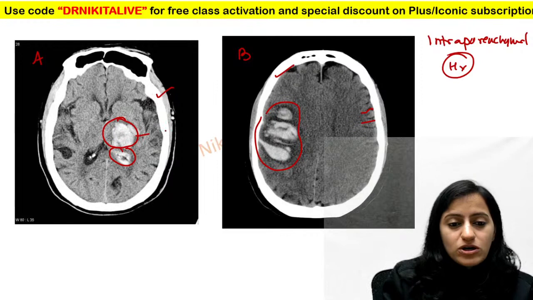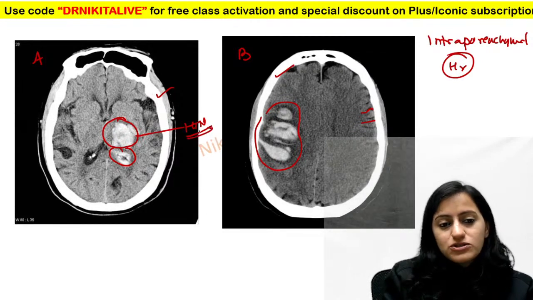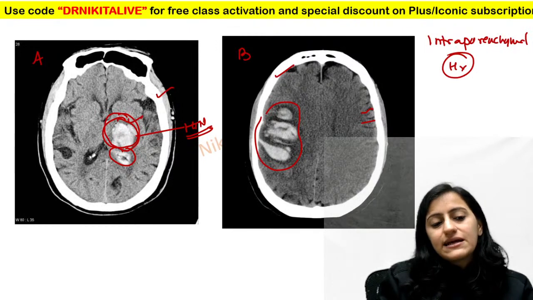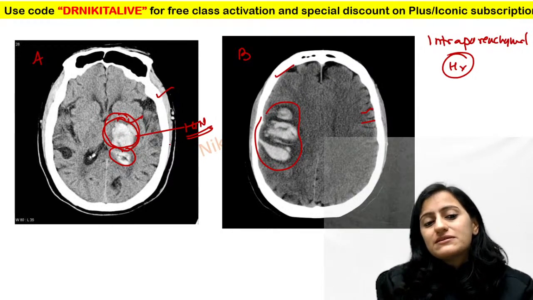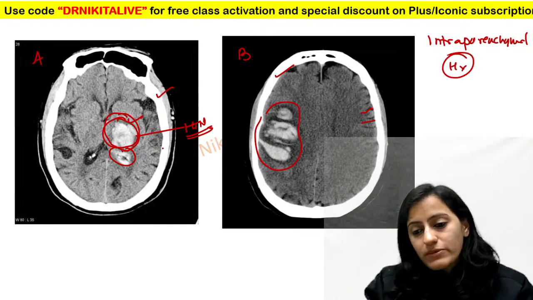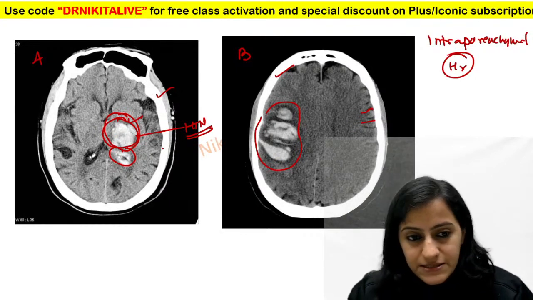Yes, this is because of hypertension. Why is this because of hypertension? Because this is in the location of your basal ganglia. So putamen is a very common site. Your basal ganglia, internal capsule is a common site. Okay, that is a common site.